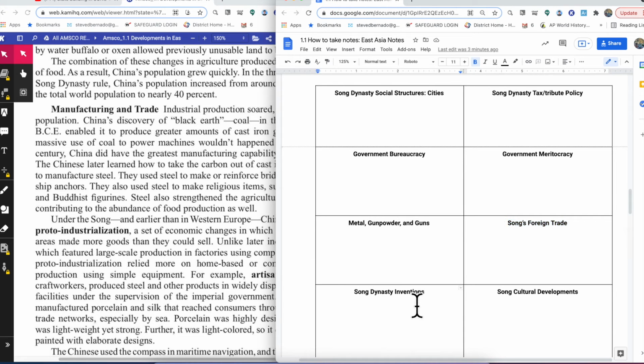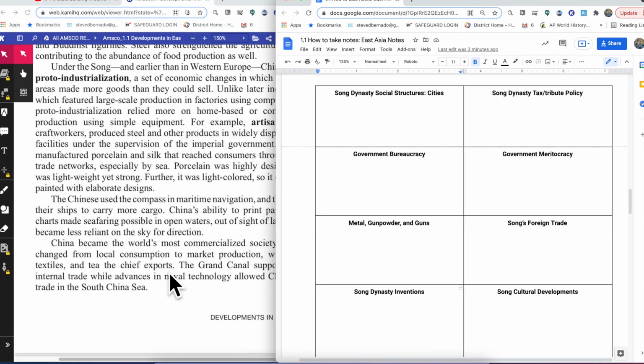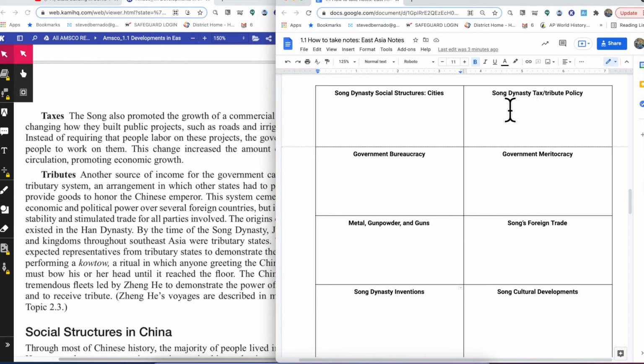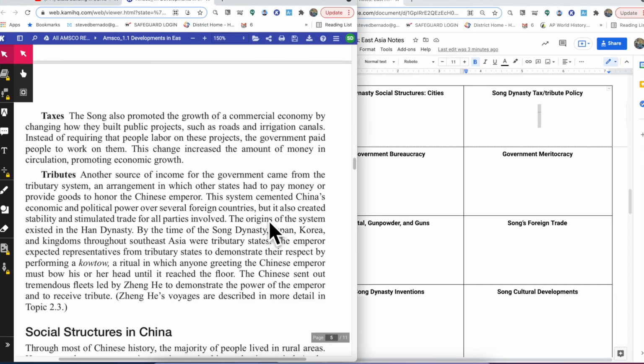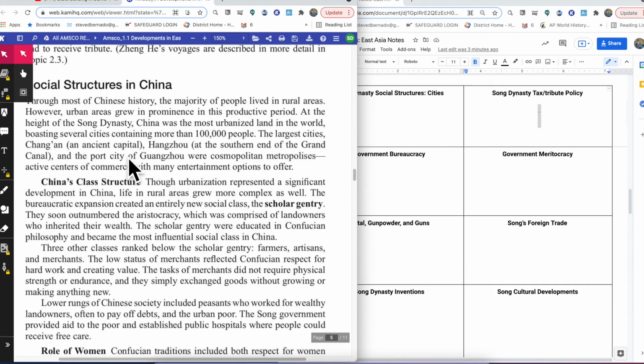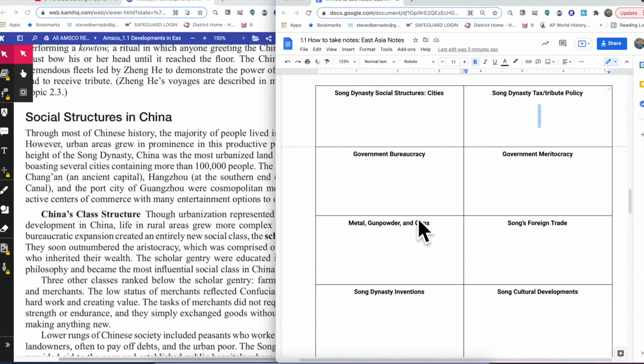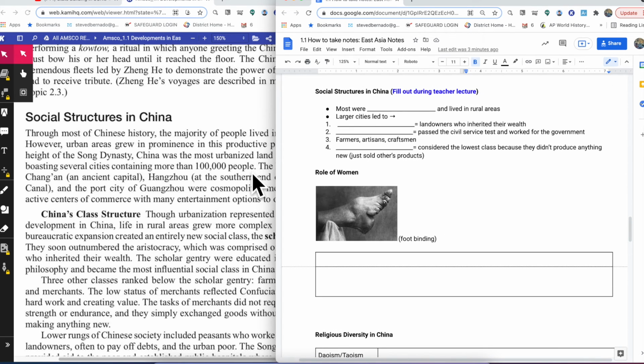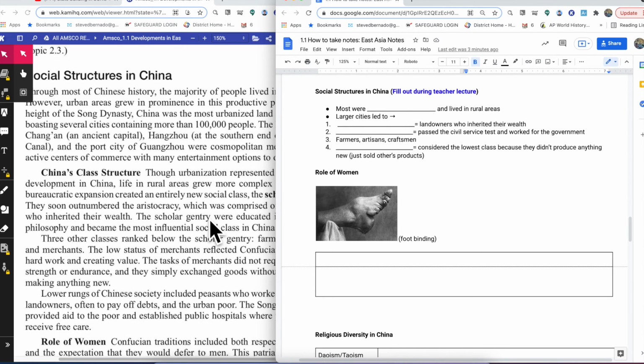Proto-industrialization, you can put under trade or inventions. And moving down, taxes and tributes on the left, you have your taxes and tributes box on the right. Social structures in China, here we are on the left. Now we've made it to social structures in China on the right. You see how this flows? Very easy to figure out.